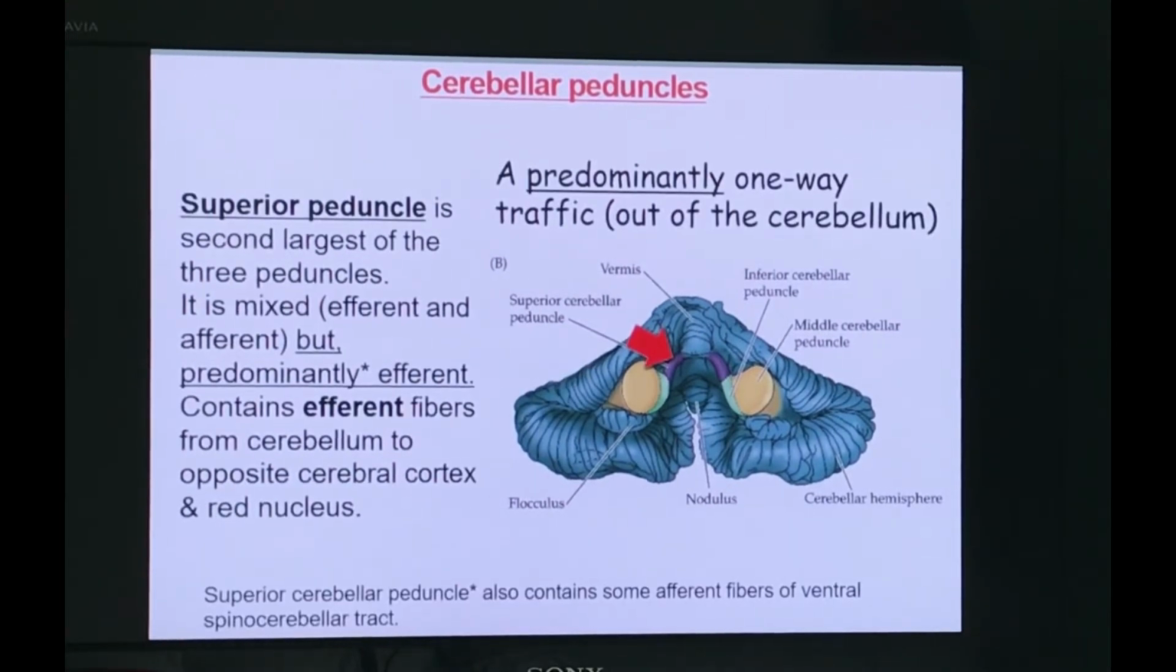The next is the superior peduncle. Here it is predominantly one-way traffic, but you can see both fibers. Predominantly it has efferent fibers, which run away from the cerebellum, but it also has one afferent fiber, that is the ventral spinocerebellar tract, also called the anterior spinocerebellar tract.